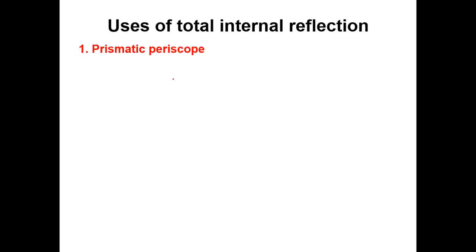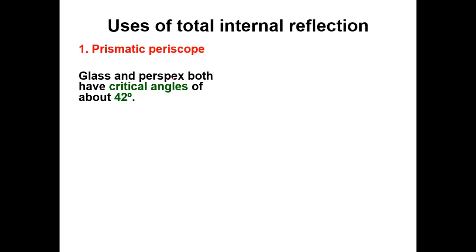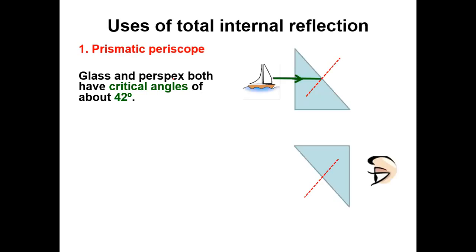Okay, uses of total internal reflection. First, it is used in periscopes. You can see that this is a ship, and light from it is coming, and it is not bending over here because it is falling at 90 degrees. Then of course it is going to bend inward, and total internal reflection is going to happen over here. Again, it is falling at 90 degrees on the next prism, and then total internal reflection happens again over here. So that's how someone in the submarine can see objects at sea level.